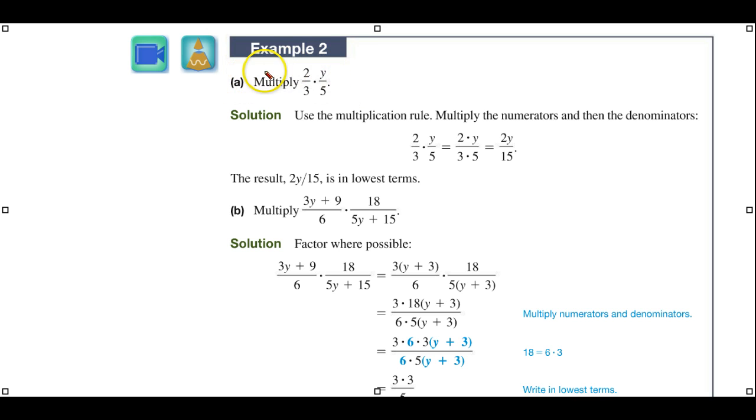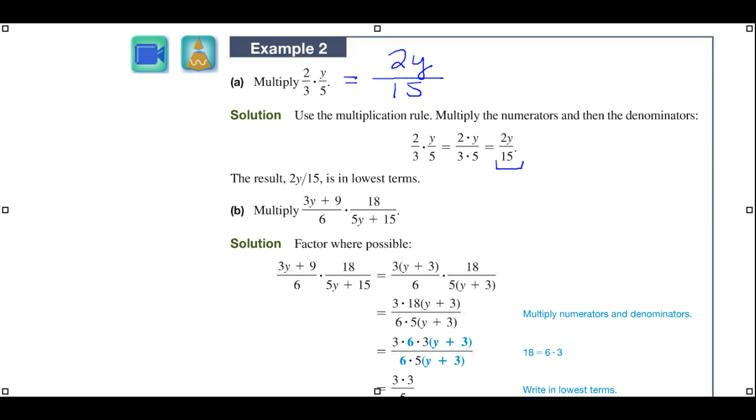Now, in example 2, we're asked to multiply. And as we look at the factors, there are no common factors here. So the rule is we just multiply our numerator and multiply our denominator. And that's our answer. That one's straightforward.